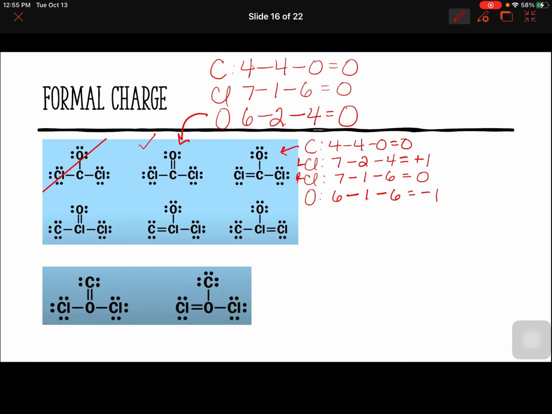The bottom left here for carbon, valence minus bonds minus dots. I can't even do it. -3. Yeah, that's weird. Oxygen up top, valence minus bonds minus dots.